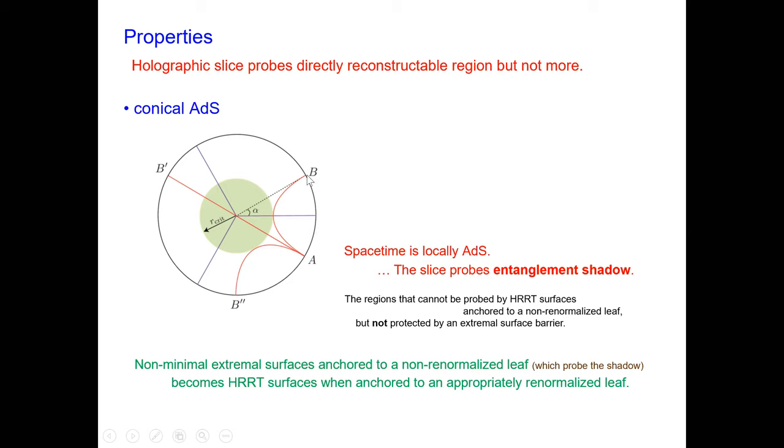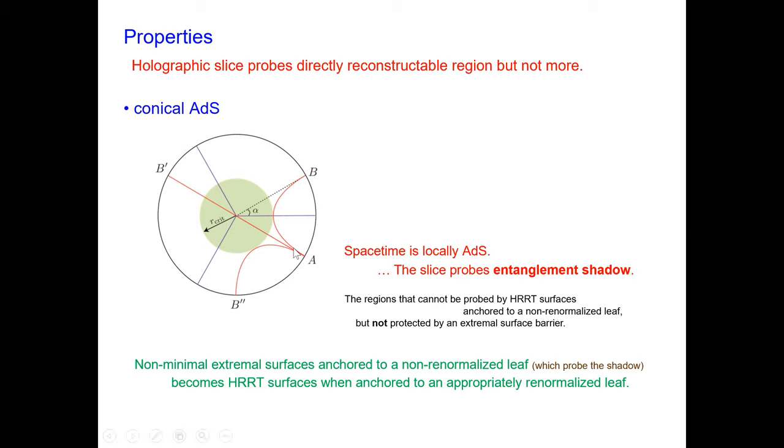You try to go, because the HRT surface, the minimal surface anchored to this is this, the minimal surface anchored to this is that, the minimal surface anchored to the next region is this, and then you have a phase transition, the next region is like this. So you just never go to this region. That was a very stupid feature of this reconstruction using the HRT surface.